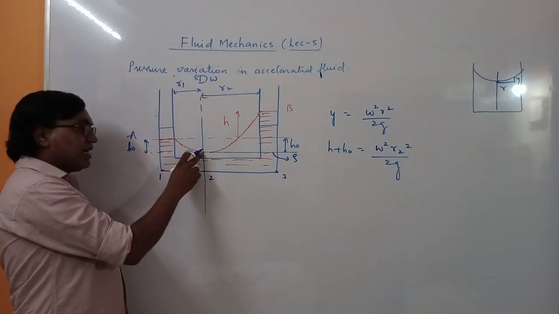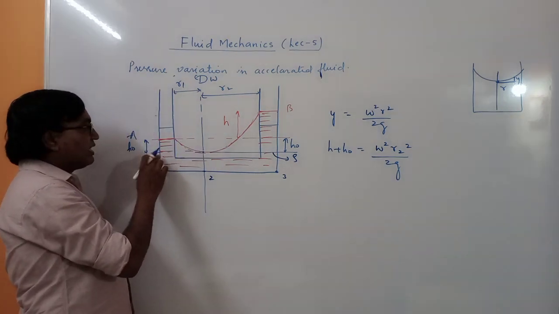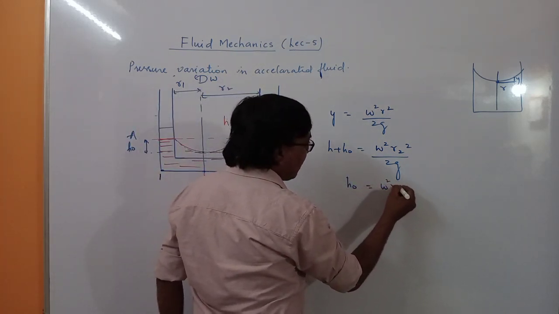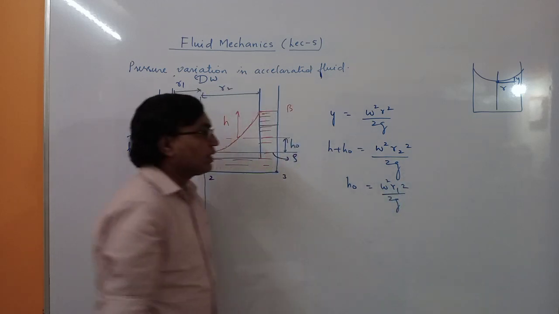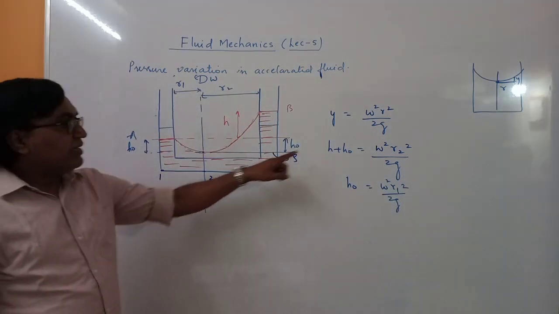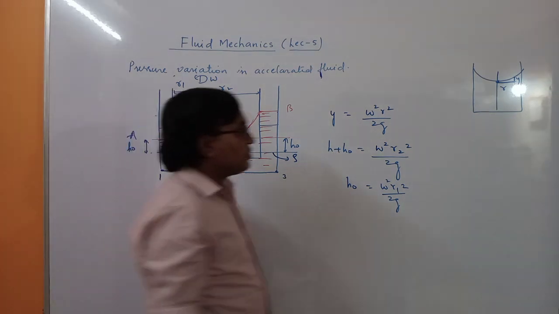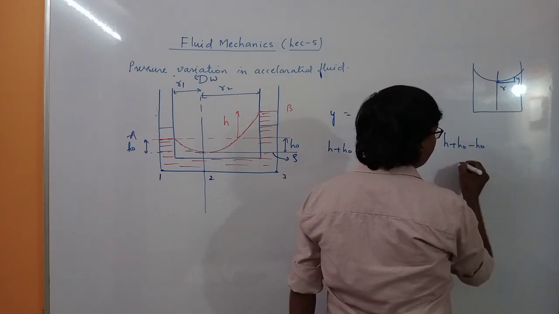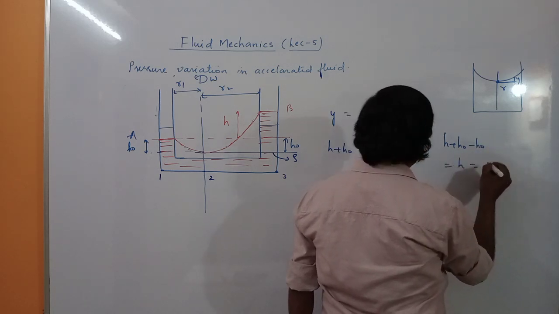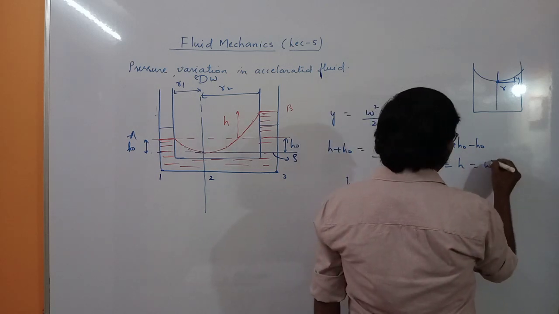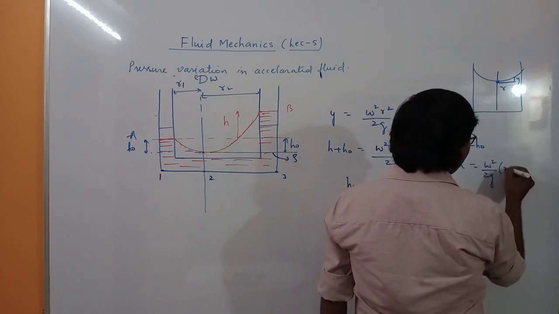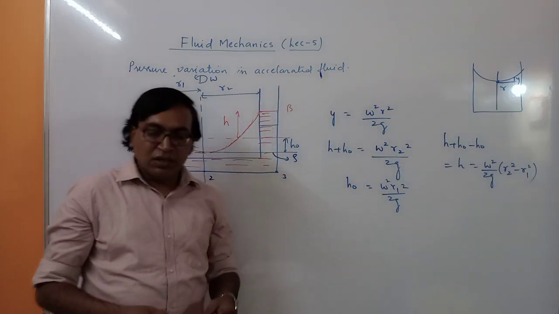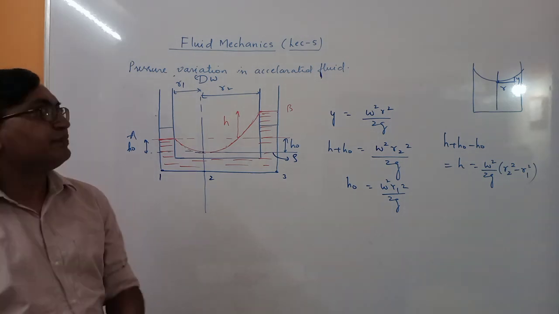And here from this point if you go this side, you will get the height. That height is h naught. So h naught is omega square r1 square by 2g. So difference in height: h plus h naught minus h naught. So that is h, and that will be equal to omega square by 2g times (r2 square minus r1 square). Fine. So that will be the difference in heights.